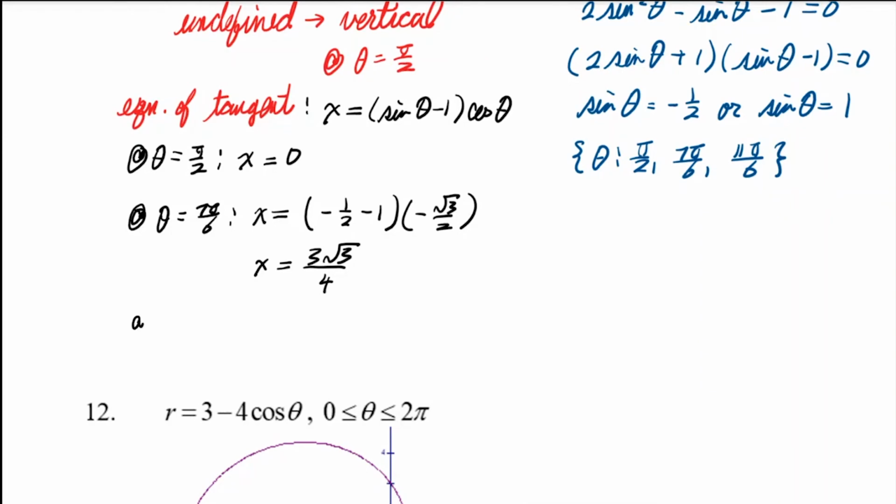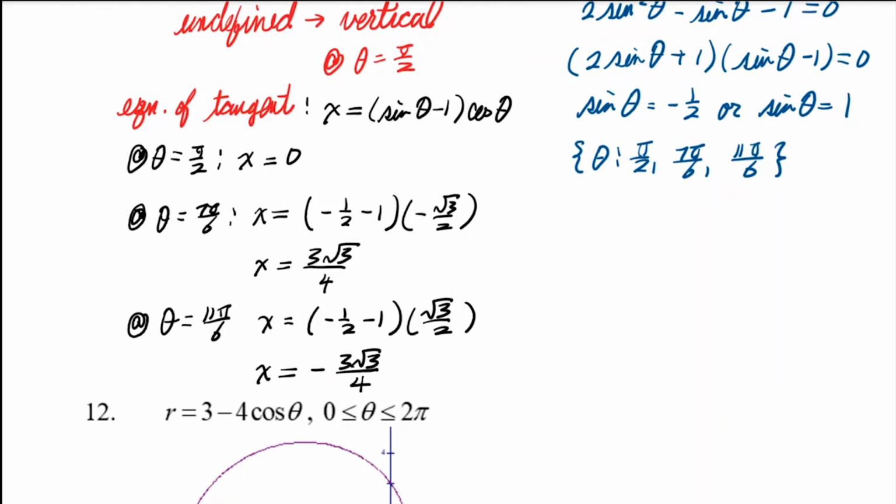And lastly, theta equal to 11 pi over 6. Your x will be still negative 1/2 minus 1. This one is the same, but cosine 11 pi over 6 is positive root 3 over 2. So we have x equal to, this time, negative 3 root 3 over 4. And that's the vertical tangent on the left. How about that? Good.